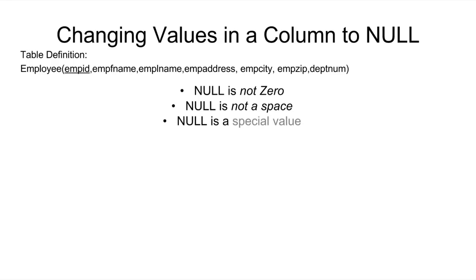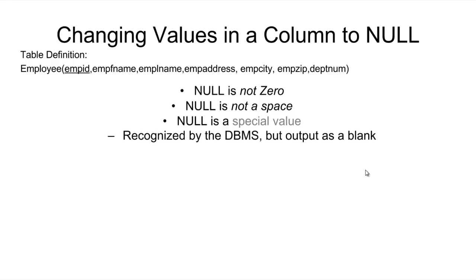So, changing values in a column to null. Now, keep in mind that null is not 0. It is not a space. So you don't put 0 or a space in any relational database management system. Don't try to make it blank, because null is a special value. It's recognized by the DBMS, and the output shows it as blank. It'll look blank, but it has a special value to itself, and therefore the database can see it.